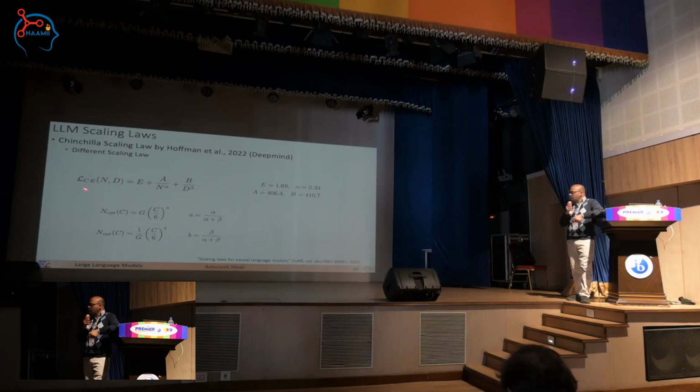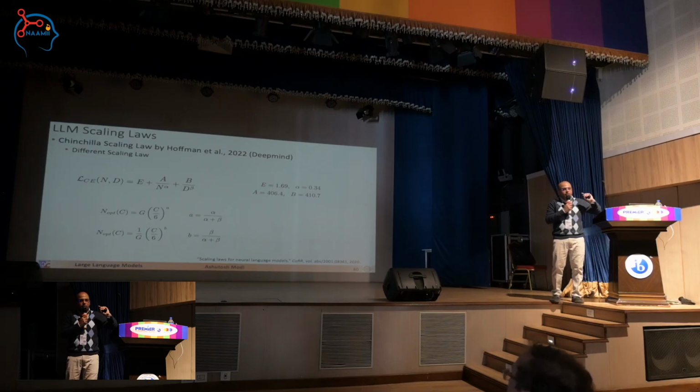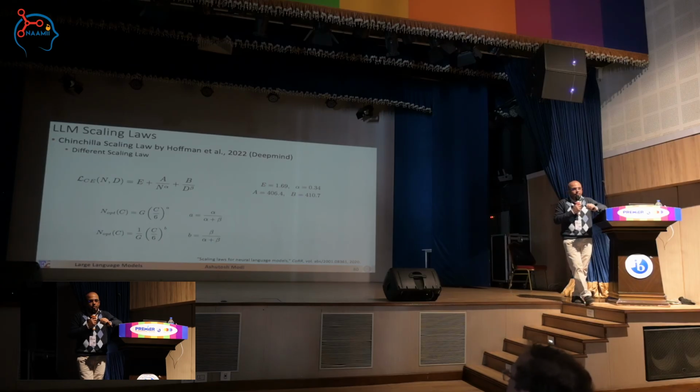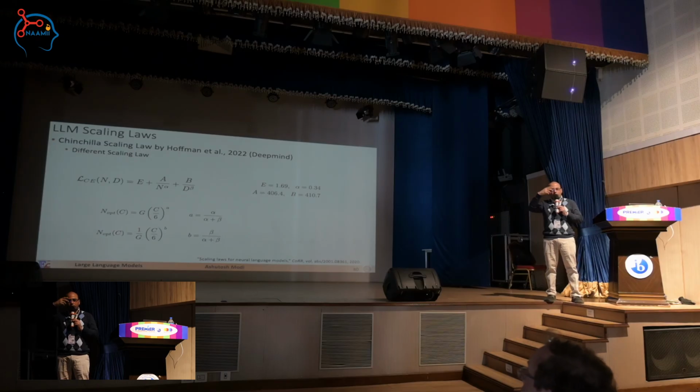So here you have the cross entropy loss as a function that is inversely related to the size of the data set and the number of parameters. And the constants are slightly different. By the way, these scaling laws have been determined empirically by experimenting with models of different sizes and different data sets. You plot the cross entropy loss for different model sizes, different data set sizes, and different amounts of compute, and you get these curves, and from these curves you get these scaling laws.